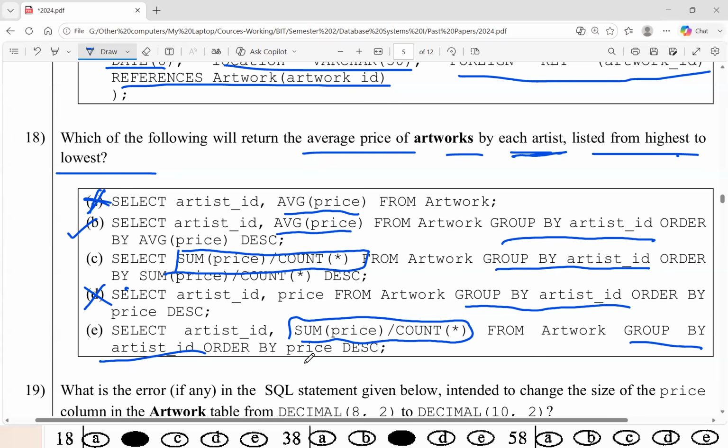Here the order by is on price. That can't be right. We have to order by the average price. Right? These two are what remain. Here we use the average price. Very straightforward, because AVG is a function. But here, taking the sum of the price divided by count star, there is a question whether it will come out right. Anyway, only one answer we need to take because this is the simple solution. I am not very sure about this, but it looks somewhat okay. I'll go for B because this is very straightforward, correct. Okay, I'll go for B.